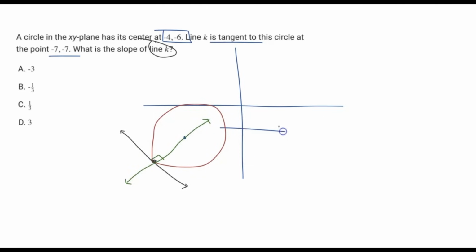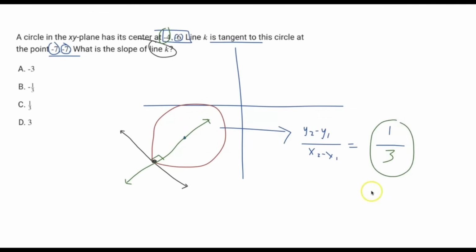The slope of the green line, let's draw over here, is going to be based on these 2 coordinate points. So the equation is y2 minus y1 over x2 minus x1. Let's look for the change in y. We're going from -7, -7 to -4, -6. The change in y, from -7 to -6, is a change of +1, so +1 on top. Now the change in x, going from -7 to -4, is an increase of +3. And so we know the slope of this line is 1/3.